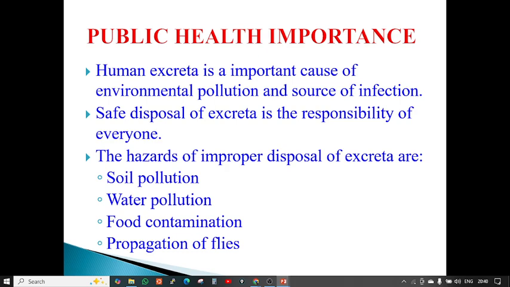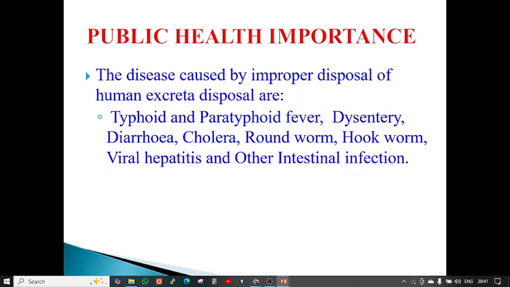If the excreta is not disposed of properly and is just openly disposed, then the soil gets contaminated. If water flows through it, the water also gets contaminated. If flies sit there and then sit on the food, the food is also contaminated. These cause various health hazards and serious health effects in humans. So the diseases are caused mostly by improper disposal. What are the main diseases? Typhoid and paratyphoid fever, dysentery, diarrhea, cholera, roundworm, hookworm, viral hepatitis, and other intestinal infections.